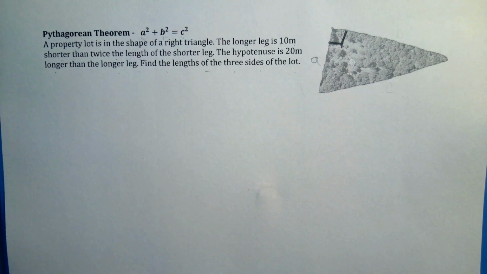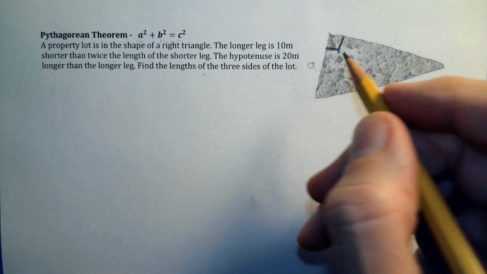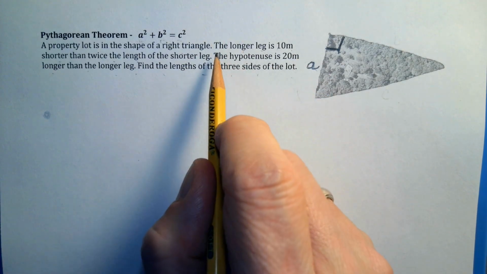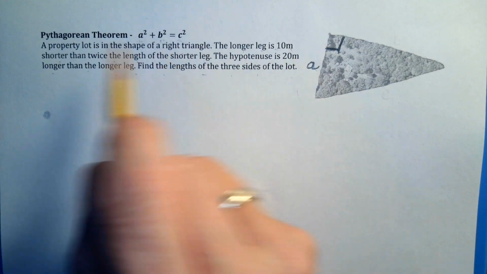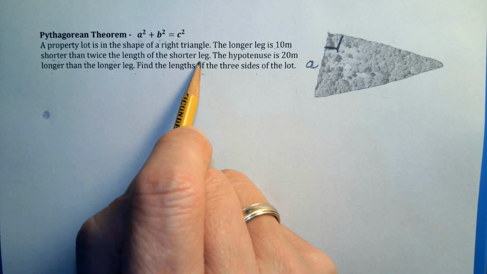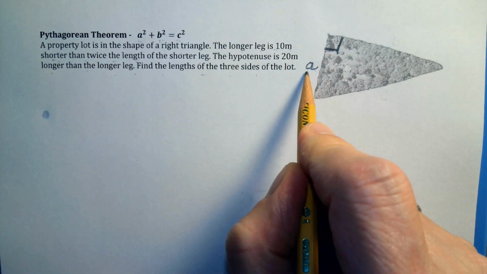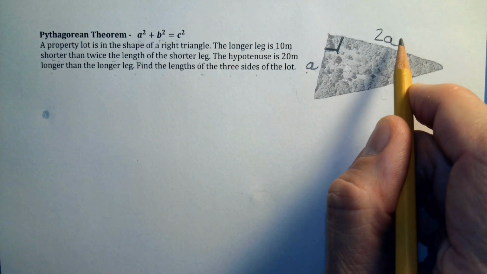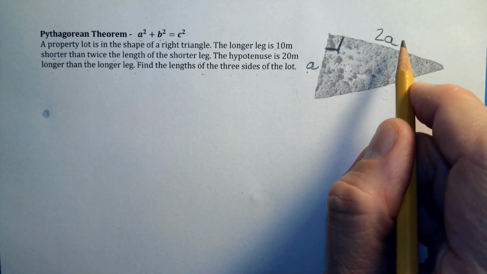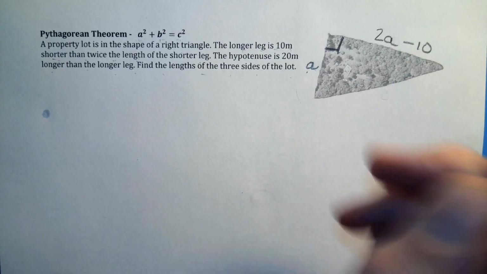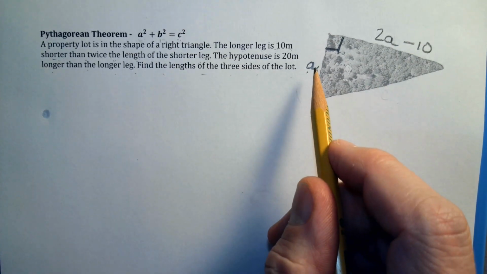Okay, so what I'm going to do is everything in terms of the short leg. So I'm going to refer to this as the short leg, A. And now I know that the longer leg is 10 meters shorter than twice the length of the short leg. So take the short leg and double it, that's 2A. And then the longer leg is 10 meters shorter than that, right?